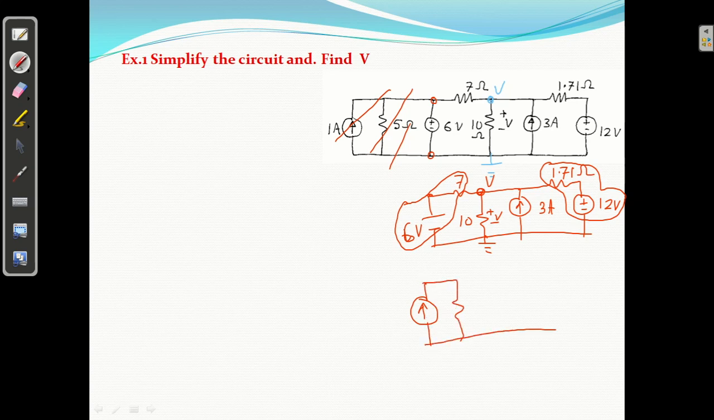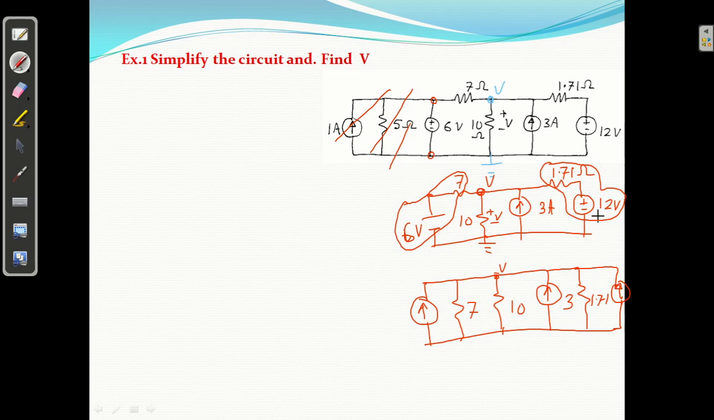कितना? 7 ohm. This is V. This is 10 ohm. This is V, right? This is already 3 ampere. And this resistance, and इसके parallel में क्या आएगा? Current source. Arrowhead will be like this.